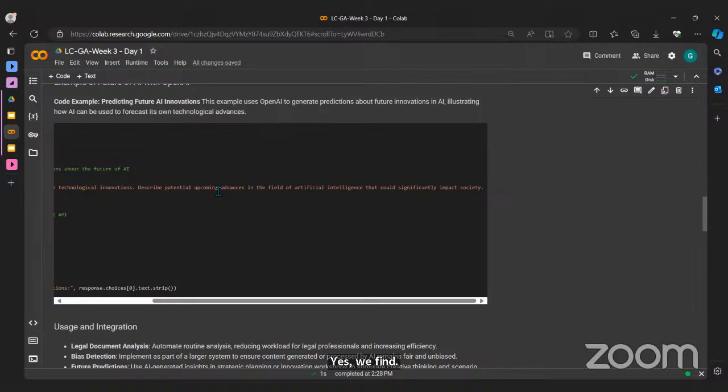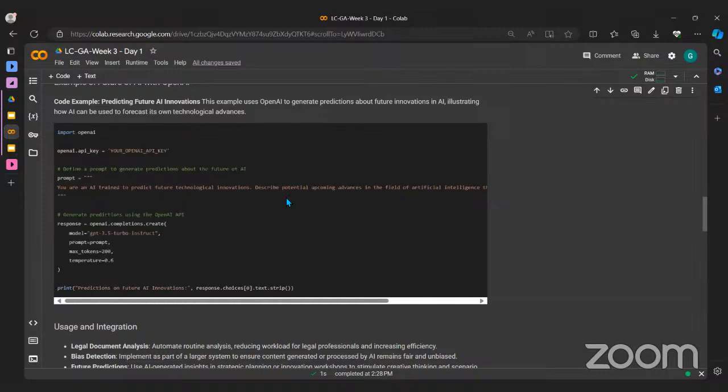All right. Describe potential upcoming advances in the field of artificial intelligence that could significantly impact society. So we want to see what it's going to generate for us in terms of the future. I'm going to copy this.